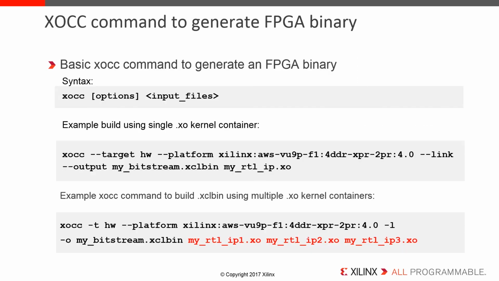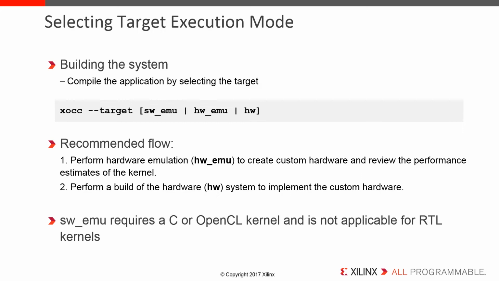Now let's look at some of the basic command line options that are commonly used with the XOCC command. The XOCC command takes one or more RTL kernels as input in the form of XO files. The first example shown here shows the command line options used to generate an XCL bin output using a single XO kernel targeting the AWS VU9P F1 platform. The second example shows the syntax for the XOCC command when building a design using multiple XO kernels. The target option in the XOCC command selects the execution mode for the compiled application.